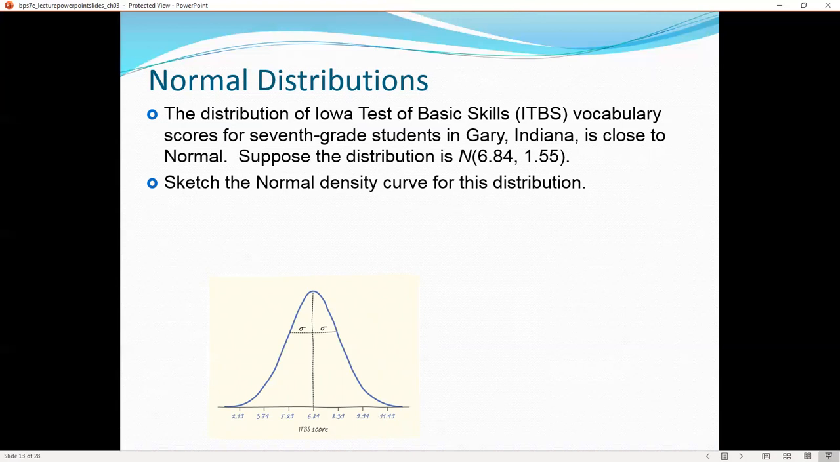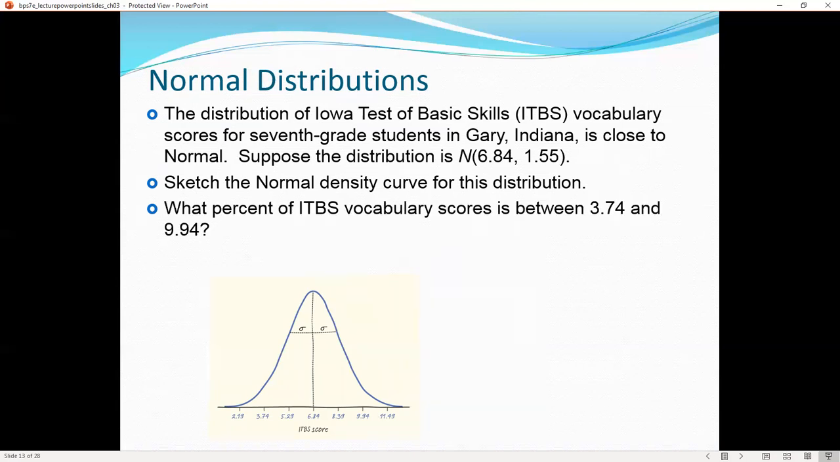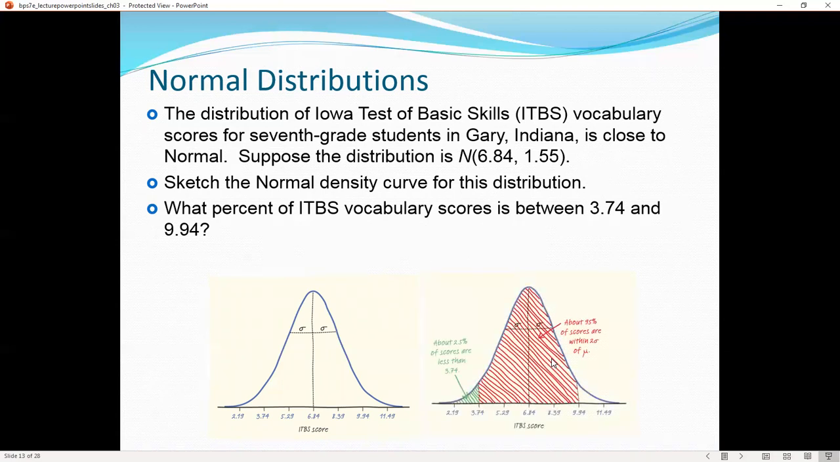What percent of ITBS vocabulary scores is between 3.74 and 9.94? That's 2 standard deviations below and 2 standard deviations above. So about 95% of the scores are within 2 standard deviations of the mean.